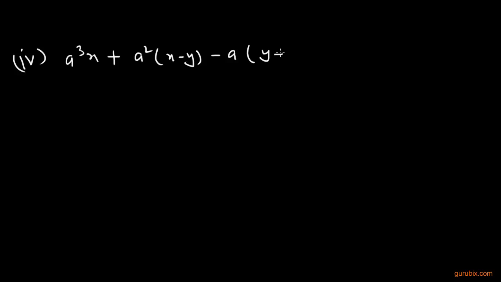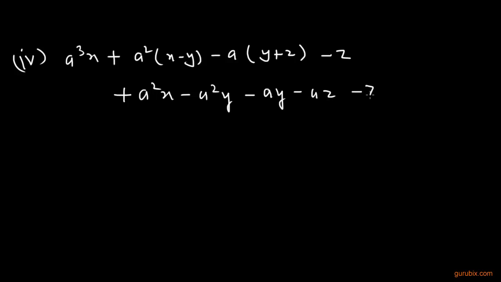Now we shall move to the fourth part of the example, and that is a cube x plus a square x minus y minus a y plus z minus z. Now, to factorize this algebraic expression, first of all we shall multiply this bracket x minus y with a square. We get a square x minus a square y, and here we get ay minus az, and here is minus z.